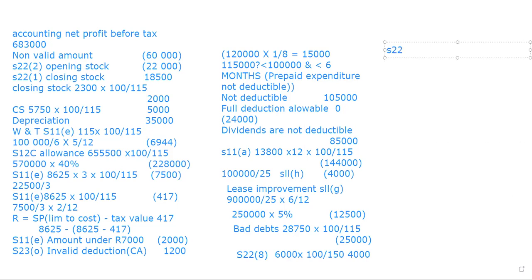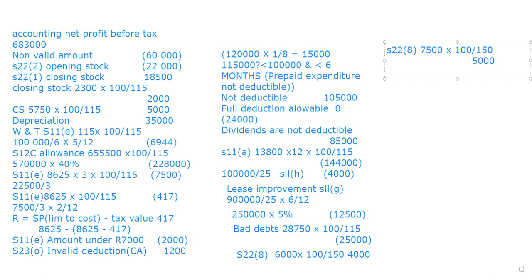So remember section 22.8. Very important to label your amounts according to sections. We're going to say that we are recouping what it costs. What does it amount to? 7,500 Rand times what we want over what we have, which is 100 over 150, and it will give us 5,000 Rand. So we want to recoup 5,000 Rand.